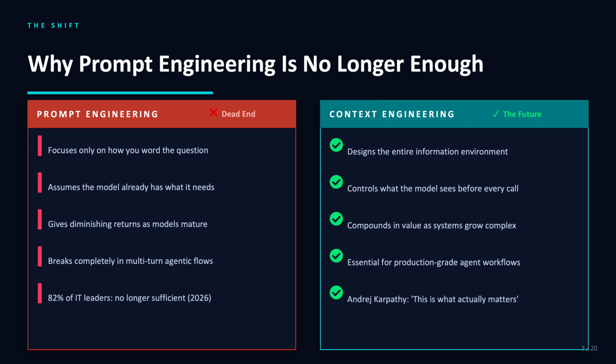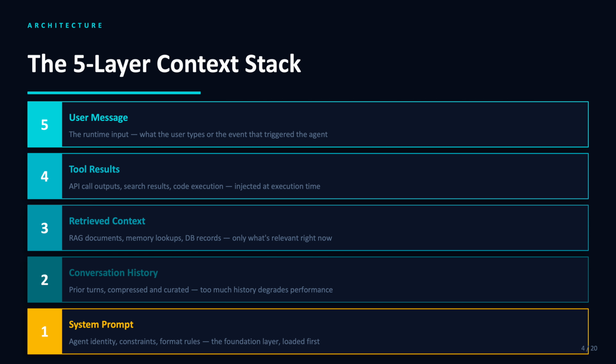The right side is the answer. Context engineering designs the entire information environment. It controls what the model sees before every single call. And critically, unlike clever prompts, which give diminishing returns as models mature, context engineering compounds in value as your systems grow more complex. As Andre Karpathy put it directly, this is what actually matters. Now let's get into the architecture.